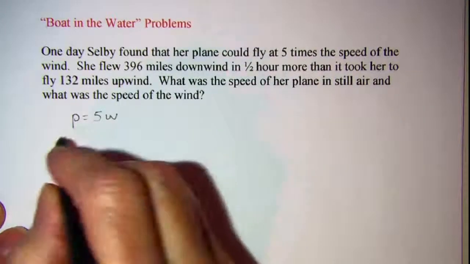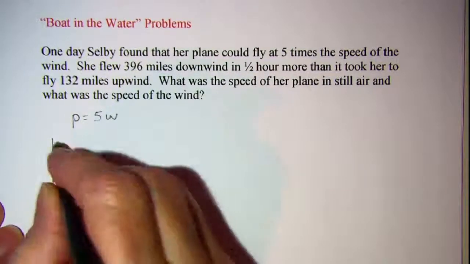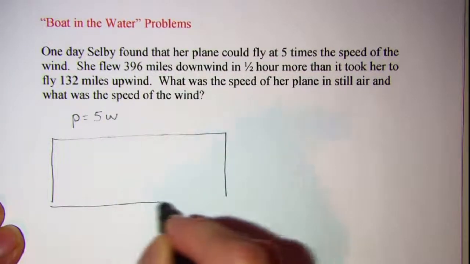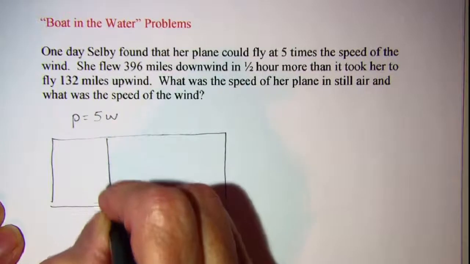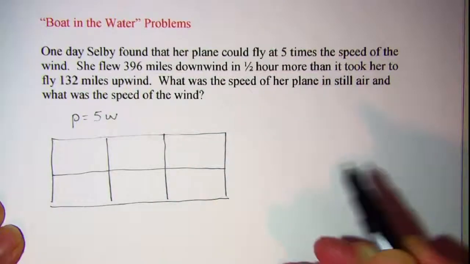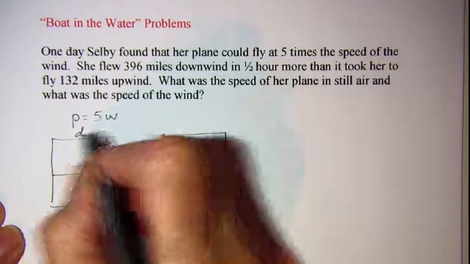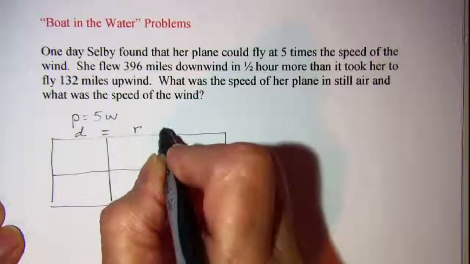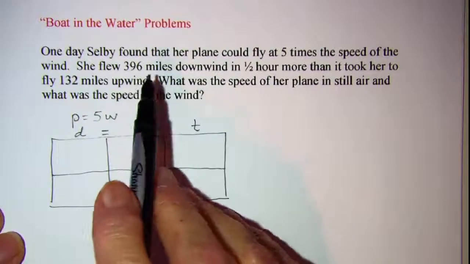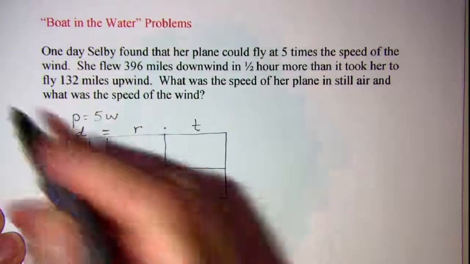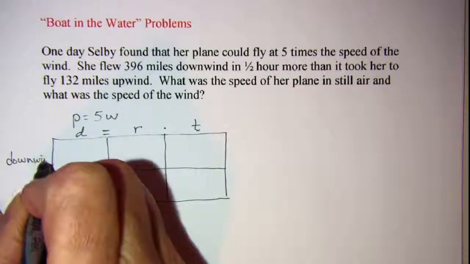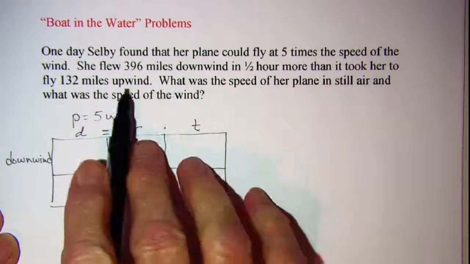Then for the rest of the problem, I'm going to use what I call a dirt box to organize my data. The reason I call it a dirt box is because distance equals rate times time, so D-I-R-T. But the two things that we're comparing are downwind and upwind.